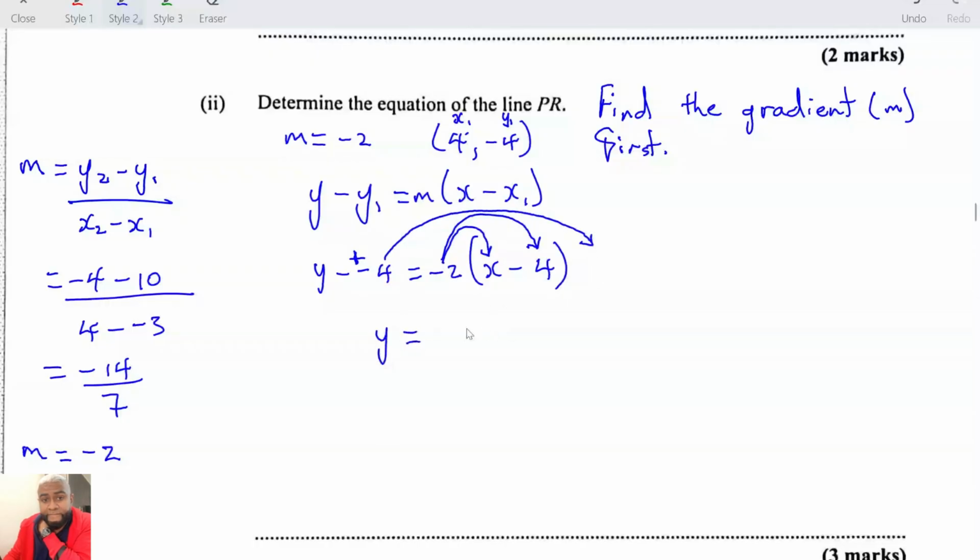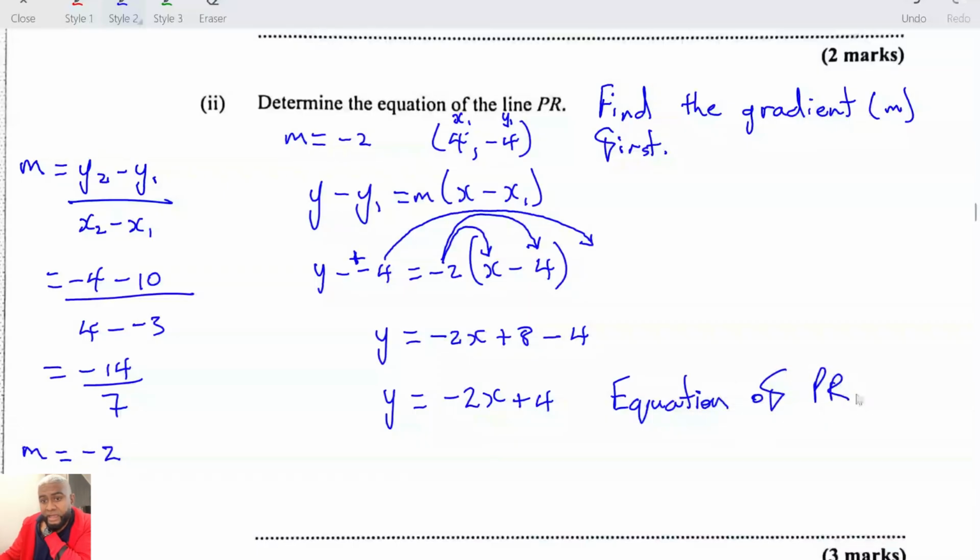What it becomes? Y is equal to negative 2x. Negative 2 by negative 4 would be positive 8. Plus 4 becomes what when it goes to the next side? Negative 4. All right? Y will be equal to negative 2x. 8 minus 4 will give me plus 4. Right? So this is the equation of PR.